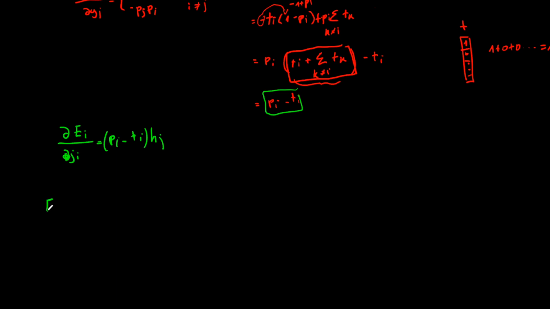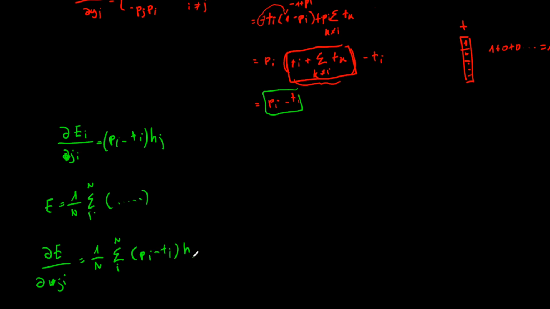So let's remember that the whole cross-entropy loss for the mini batch was 1 over n, the summation over the n samples of the cross-entropy loss of the single sample. So the derivative of the cross-entropy loss with respect to our weight will be 1 over n, the summation over n of (p_i minus t_i) h_j. And that's our result.